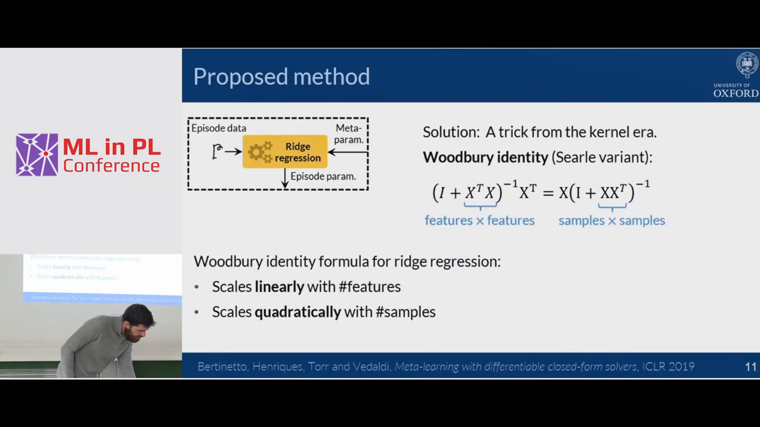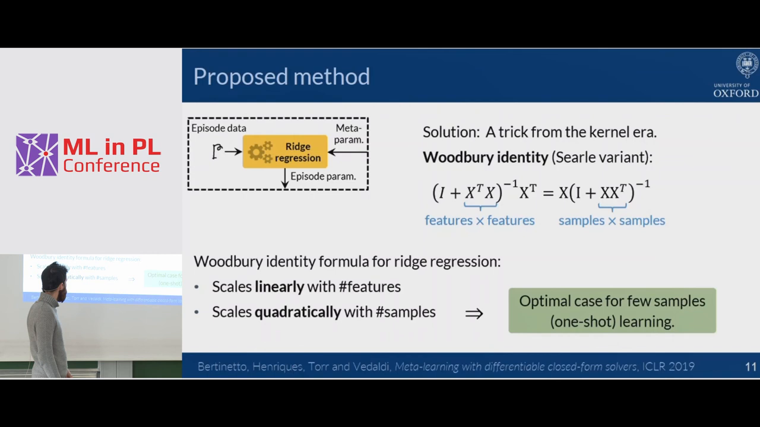It turns out this is pretty optimal for one-shot learning, because our base learner is supposed to learn from very few samples and very large deep learning features. So the optimal case is to use the thing on the right, where the inversion is samples by samples. In one-shot learning, that's usually one sample or two or three or five samples tops. So it's very small, very manageable, while the feature size is usually in the hundreds or thousands. So you've gained a lot. Yeah, so essentially you apply that.